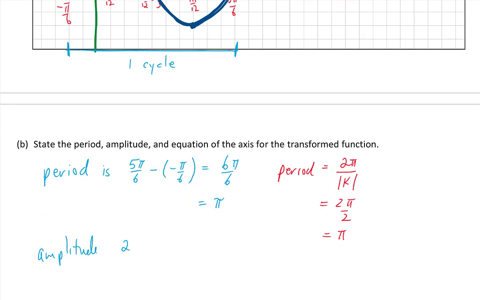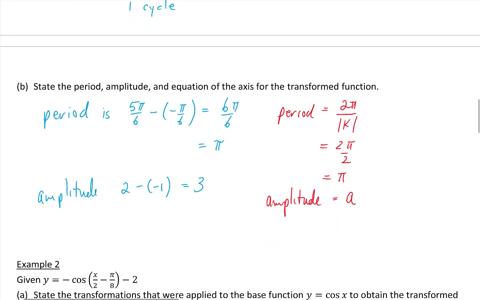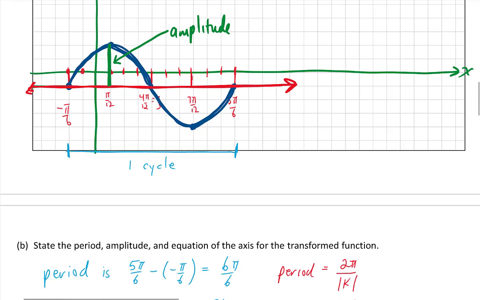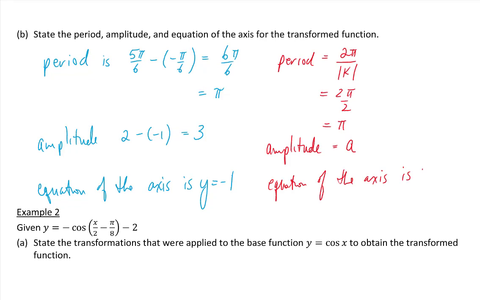So it's 2, the highest point, minus the axis of the curve, which is at negative 1, and that gives us an amplitude of 3. But a quicker way to state the amplitude is just to look for the a value. So the amplitude of a sinusoidal function is equal to the a value, the stretch or the compression factor. And finally is the equation of the axis. So going back to the graph, it's right here. The line y equals negative 1 is the equation of the axis. That is the q value for a transformed graph.